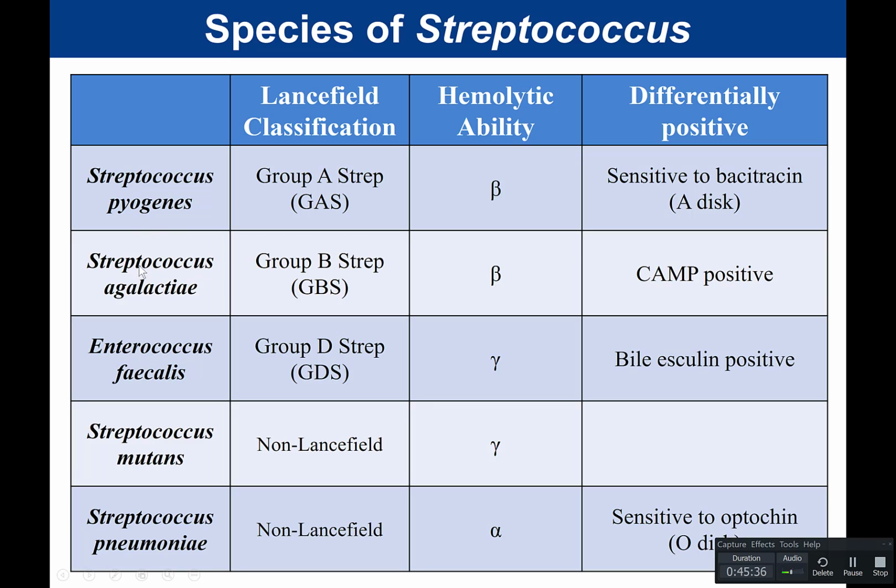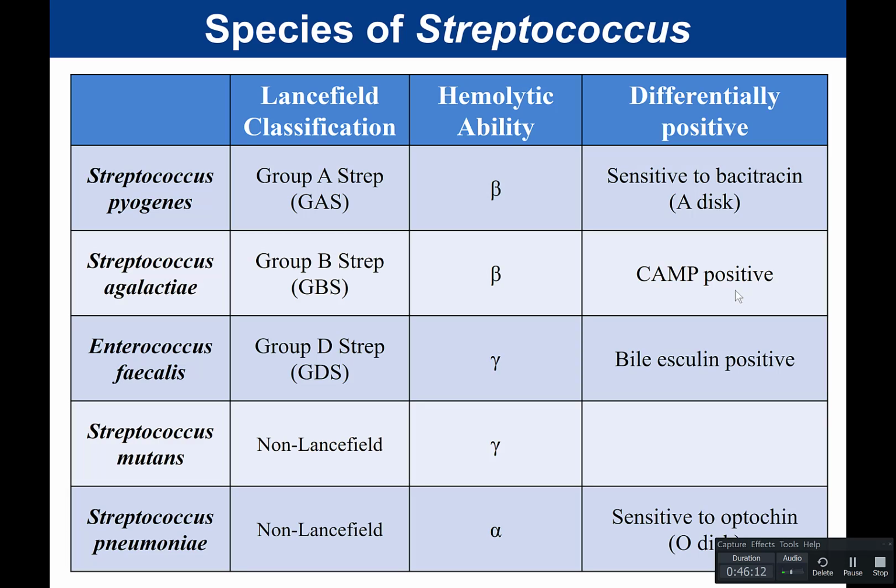Strep agalactiae would be your group B strep. It is beta hemolytic, and its differential test would be that it is CAMP positive. It has that triangular synergy between that strep and Staph aureus. E. faecalis is going to be our group D strep. It is going to be gamma hemolytic, which means it's not going to break down the red blood cells, and its differential test would be bile esculin positive. I'm going to skip mutans for a minute.